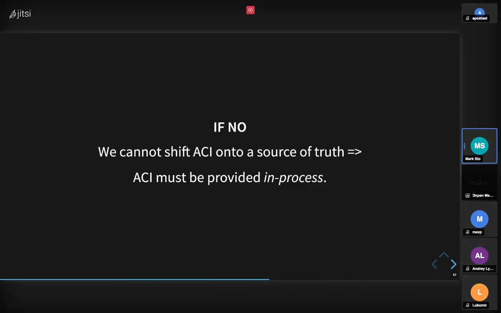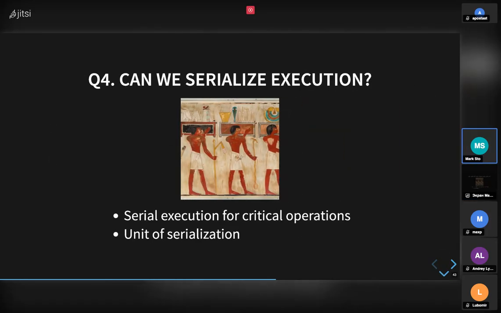But what if not? We cannot reasonably shift AC guarantees for critical operations onto a source of truth. We will have to provide them in process. Basically, we'll need to choose a method of coordinating concurrent writes of the shared mutable state, but maybe we can do something else. What can it be? And it's actually the following question. Can you ensure AC via serialization of execution of these critical operations?